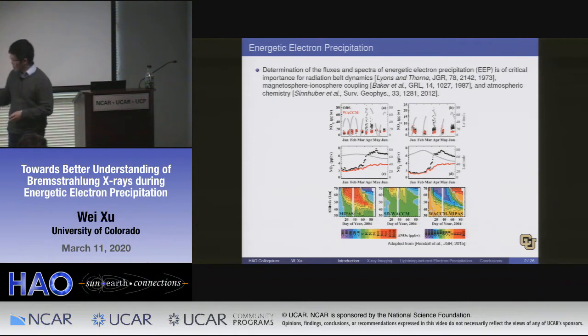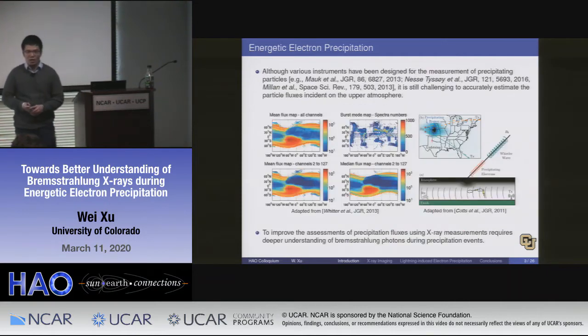Given this importance, this is a figure that I got from Randall et al. 2015. It shows the NOx enhancement measured by satellite. Given the importance, various instruments have been designed for the measurement of precipitating electrons, including satellite, very low frequency, and balloon measurements. Each has its own advantage and limitation. These are some satellite measurements by the DEMETER satellite.